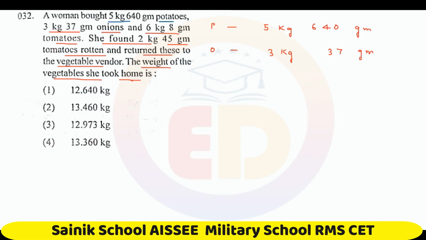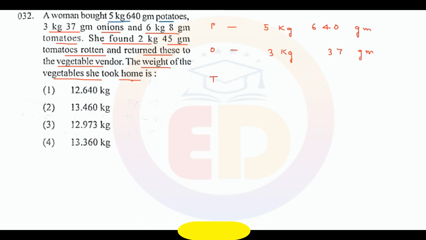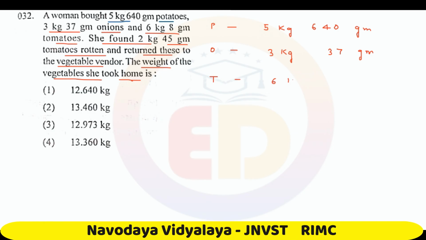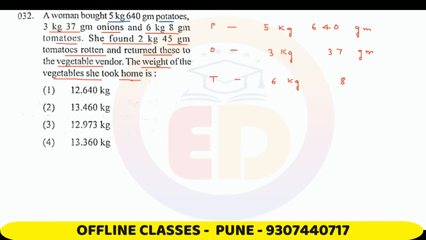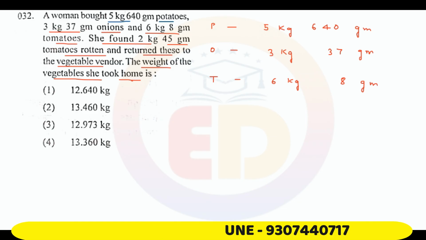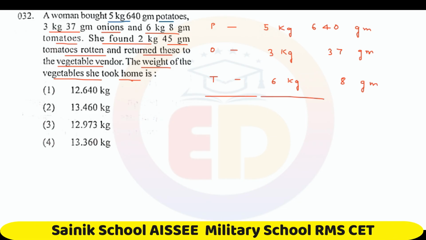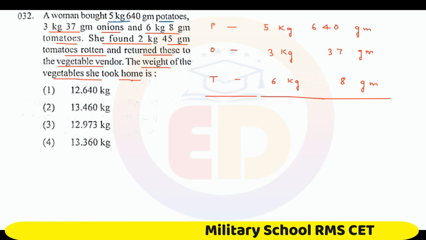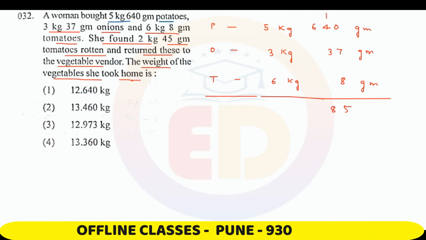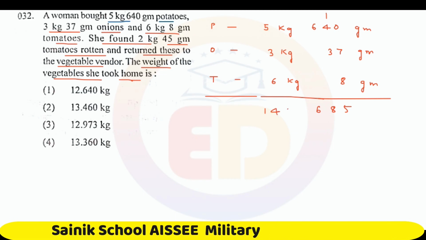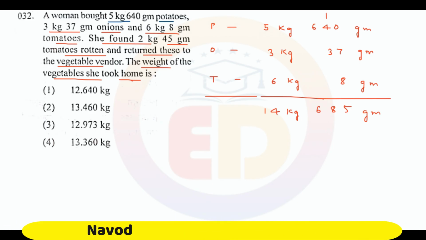And then she has purchased tomatoes, which is 6 kg 8 grams. So let's add the total quantity of potato, onion and tomato. This is 5 carry 1, 5 plus 3, this is 8, and this is 6. 5 plus 3, 8 plus 6, this is 14 kg 645 grams of all the vegetables.